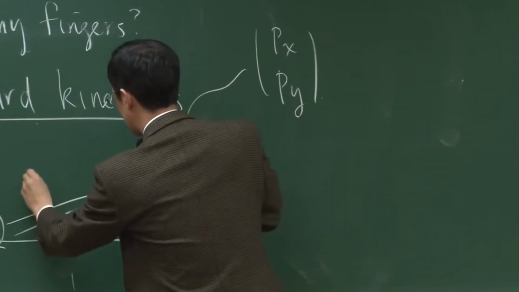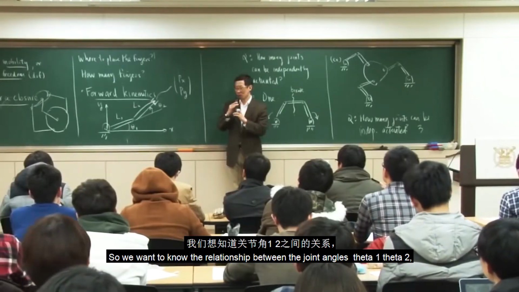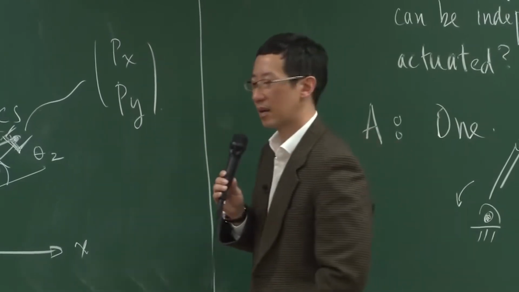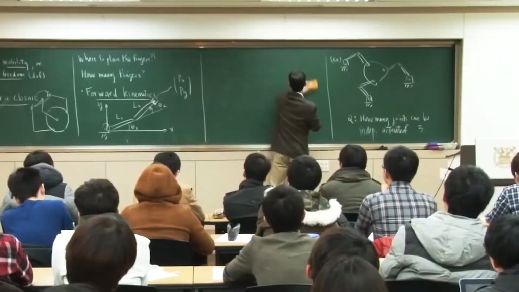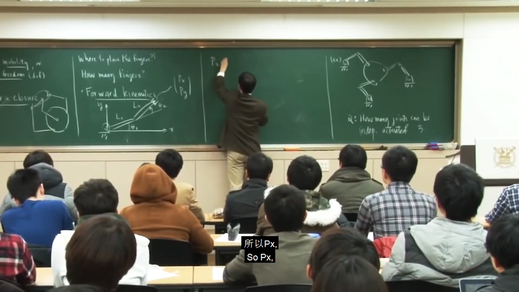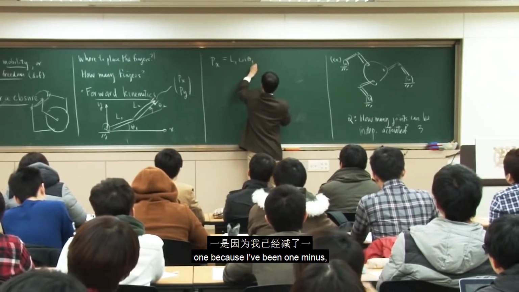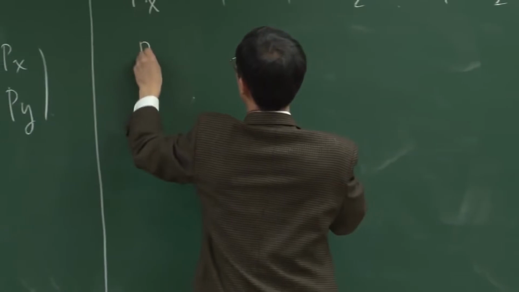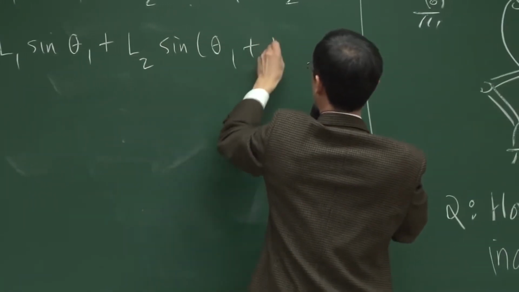Okay, we also need to know the link lengths. So here's link length L1. This is link length L2. So we want to know the relationship between the joint angles, theta 1, theta 2, and the hand coordinates Px, Py. All right, so for this example, it's not difficult. So Px, if you know trigonometry, this is pretty straightforward. L1 cosine theta 1 plus L2 cosine theta 1 plus theta 2. Py is L1 sine theta 1 plus L2 sine theta 1 plus theta 2.